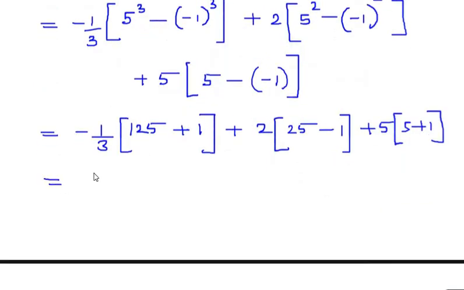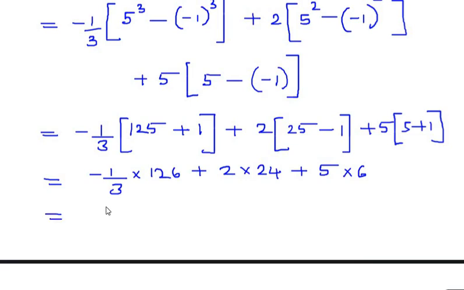Further solving it, we get it as -1 over 3 times 126 plus 2 times 24 plus 5 times 6. So here we have 126 and 3 gets divided. So we have -42 plus 48 plus 30. So that gives us -42 and plus 48 is +6 and plus 30 is 36.